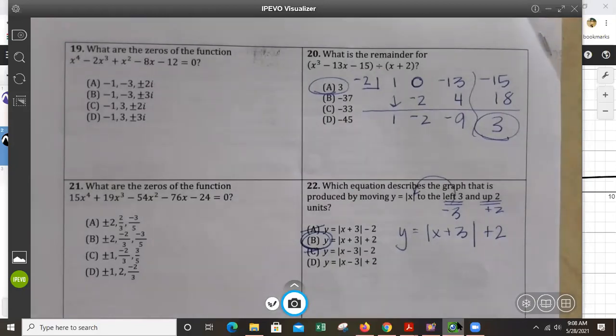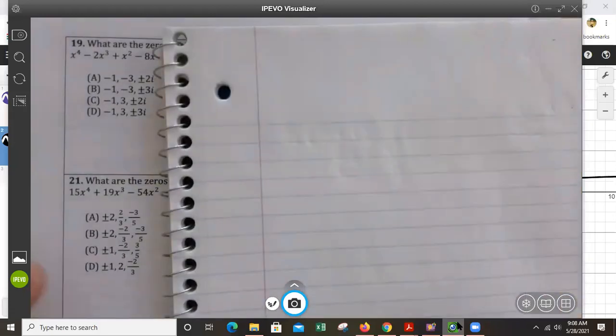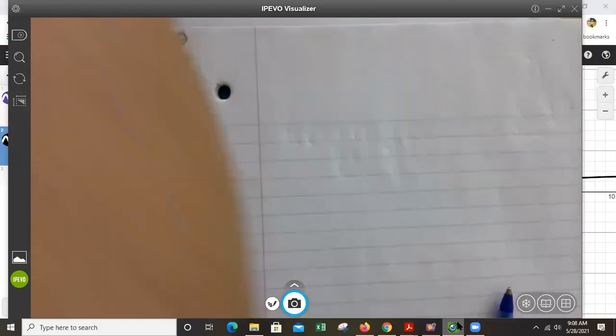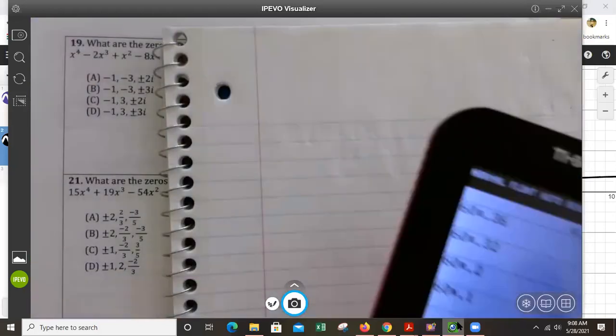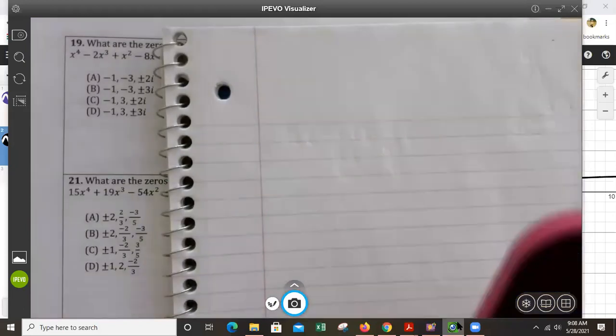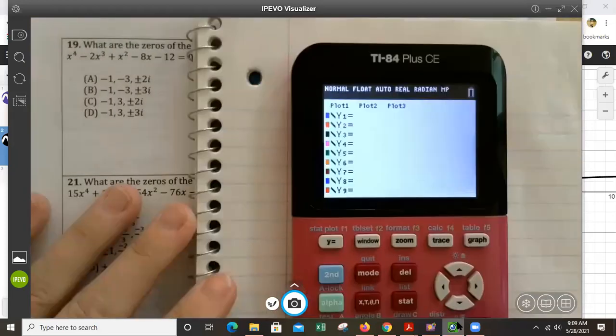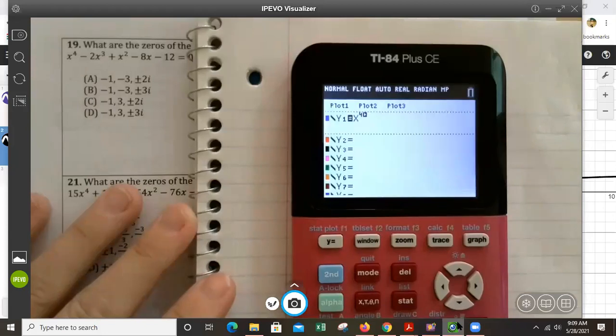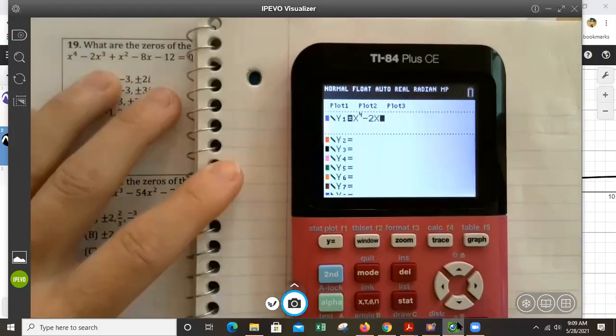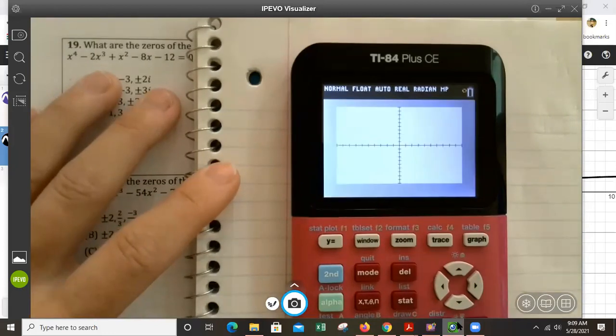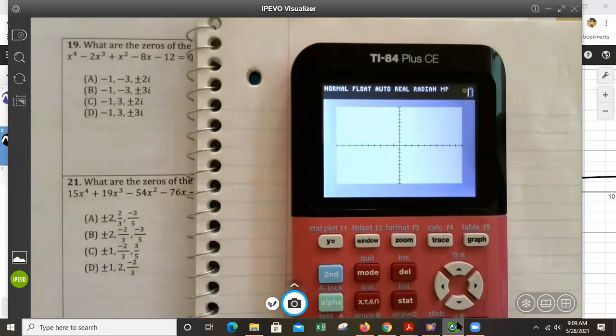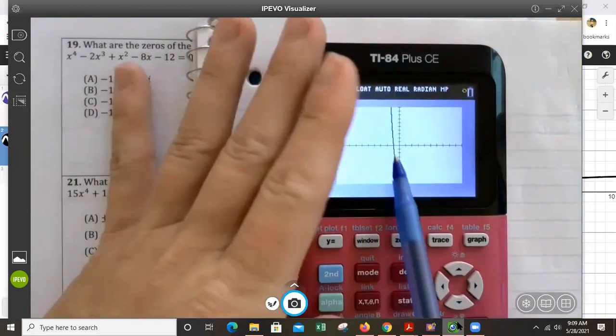All right, so 19 asks for the zeros of the functions. That's the solutions. If you guys look, we have a couple on there. I'm going to put this in my calculator for you so you can see it. Again, you can do this on Desmos. I'm just trying to keep it on the same screen. X to the 4th minus 2x to the 3rd plus x squared minus 8x minus 12. When I graph it, all it's going to give me is this negative 1.